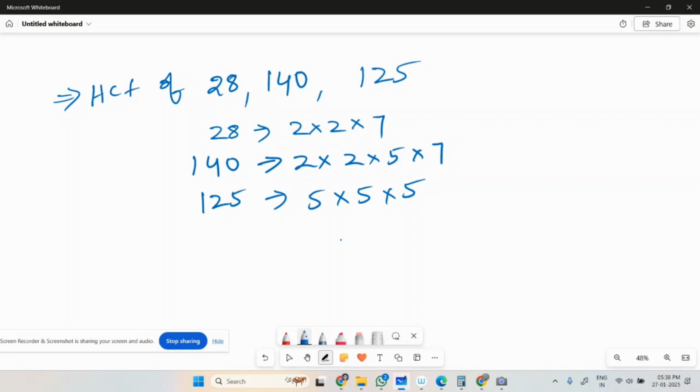So here we do not have any common factors between 28, 140, 125. So the HCF of 28, 140, 125 is just 1, because we do not have any common factors among all three numbers. Okay, let's take one more example.